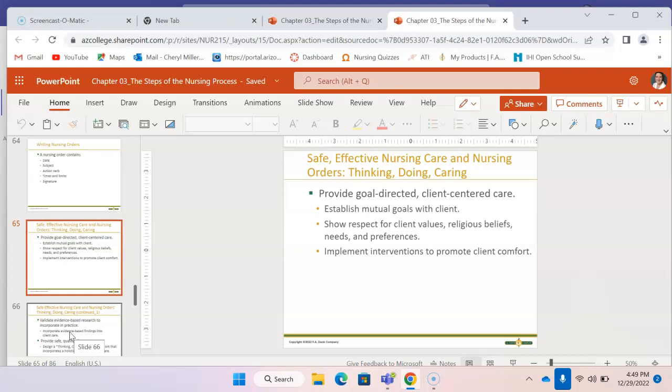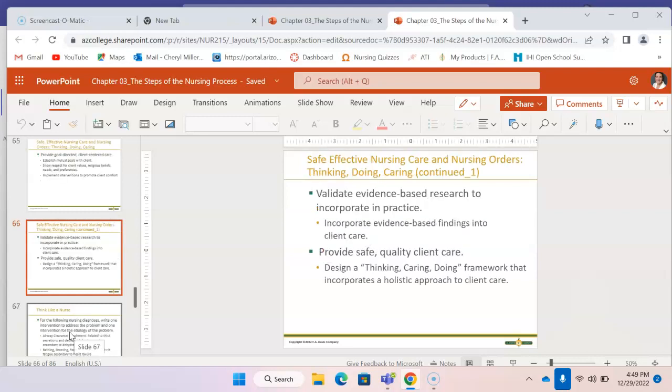So goal-directed, client-centered care, not nursing-centered. Validate evidence-based research to incorporate into practice. So it needs to be evidence-based. It can't just be what my mom told me. And then provide safe, quality care. So you want to be thinking, caring, doing. So think what's best in this situation. Maybe I need some evidence-based to figure out what's best in this situation. Caring, will the patient do it? Doing, what can they do to help?